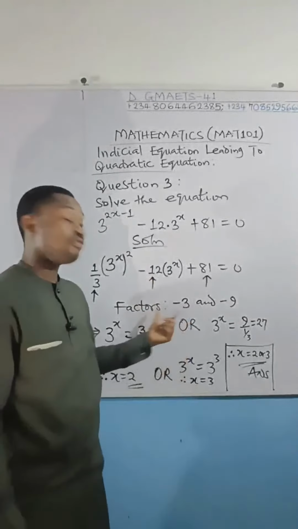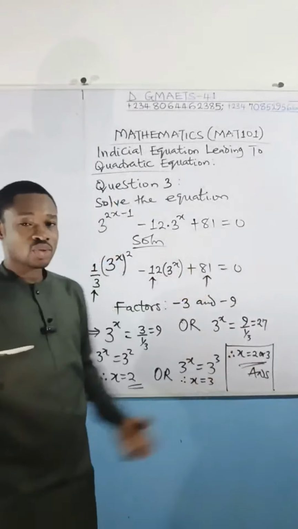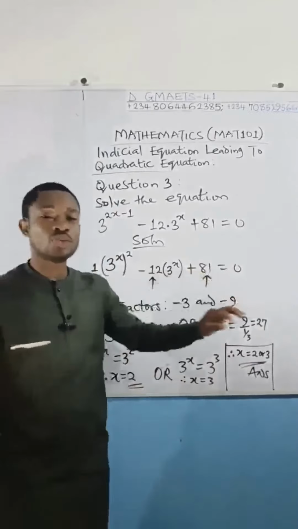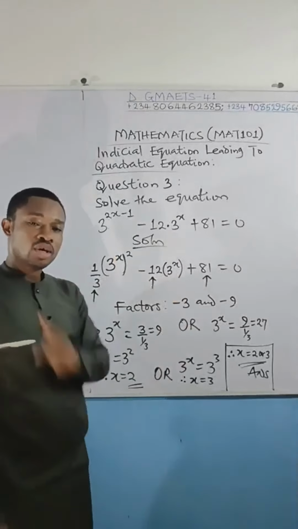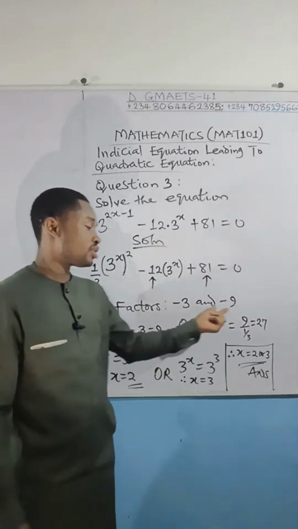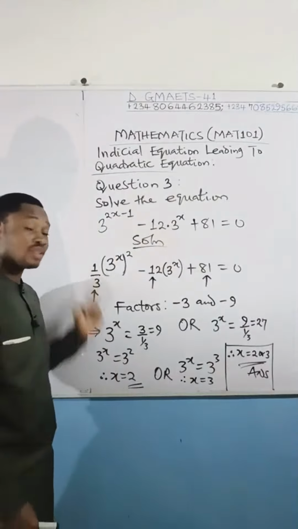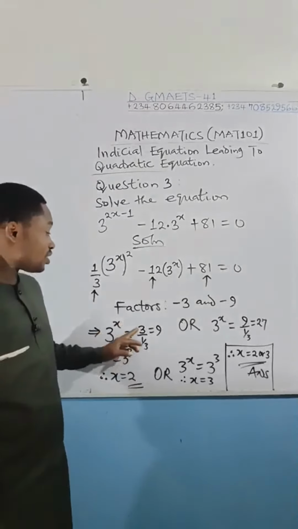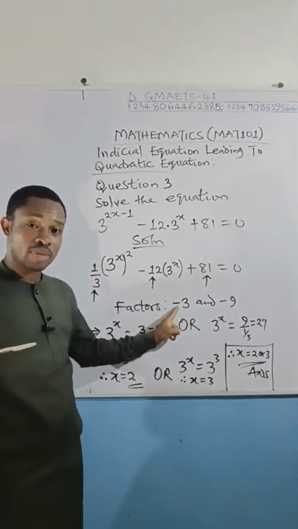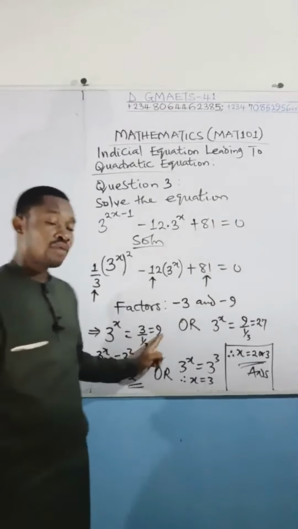The numbers which are the factors to solve this problem are minus 3 and minus 9. As usual, to get the roots, which are the values of 3 raised to the power x, the unknown term, all you have to do is come to the factors, change their signs, and divide by the coefficient of 1 over 3. The value of 3 raised to the power x will now be equal to 3. Change this minus 3 to plus 3, divide by 1 over 3, and solving it, you get 9.